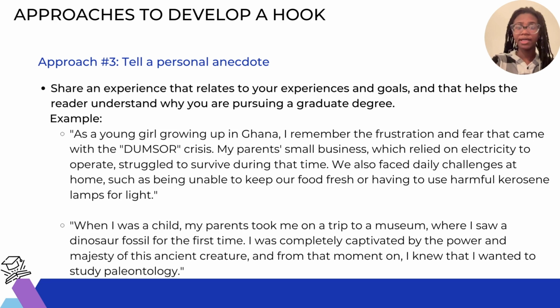The third approach is to tell a personal anecdote. A personal anecdote is basically a story that is based on your lived experience, something you have experienced. So let's look at this. As a young girl growing up in Ghana, I remember the frustration and fear that came with the Dumsor crisis. My parents' small business, which relied on electricity to operate, struggled to survive during that time. We also faced daily challenges at home, such as being unable to keep our food fresh or having to use harmful kerosene lamps for light. So this is my personal experience based on the power crisis. This is my lived experience. That's what the personal anecdote is. You start based on your lived experience.